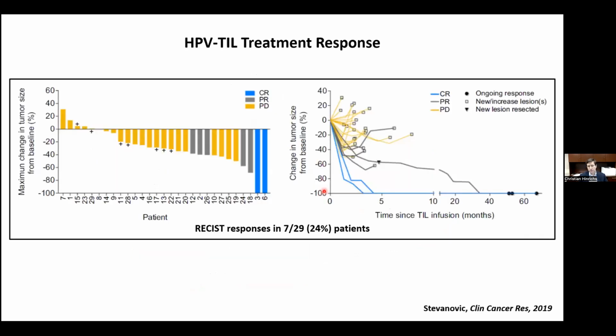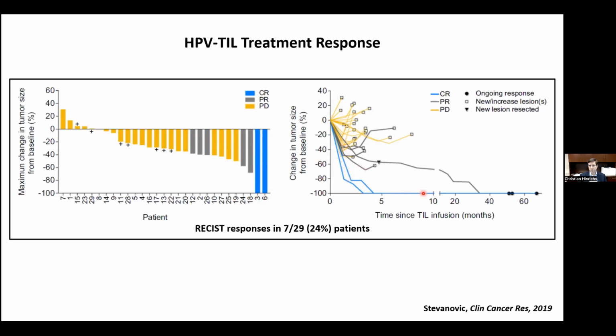So this slide shows the clinical results of the first clinical trial of TIL in HPV-associated cancers. These patients had a mixture of different HPV-associated cancers, including cervical, oropharyngeal, and anal cancers. This is the waterfall plot, and you can see many of these patients had tumor shrinkage, and the patients who had complete responses and partial responses are shown in gray and blue. Two of these patients had their tumors go away completely.